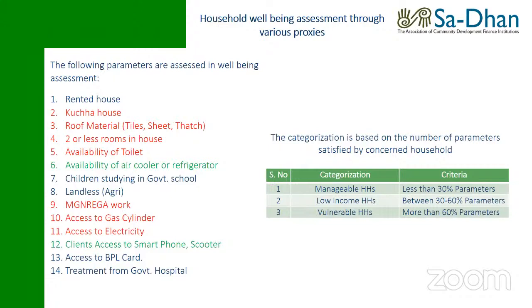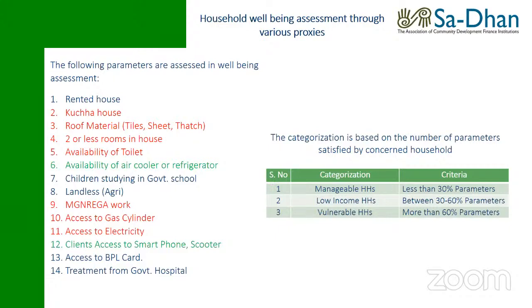Availability of toilet. This again we have seen in many places. Households which do not have a toilet are relatively poorer households, as we have seen in our pilot. Then availability of refrigerators, air coolers, children studying in government school, landless agricultural workers, MGNREGS workers, access to gas cylinder, access to electricity, and clients having access to a smartphone and scooter. This is the client's access, not the family members' access. It's the client having access to a smartphone or a scooter. Then access to a BPL card and treatment from government hospitals.